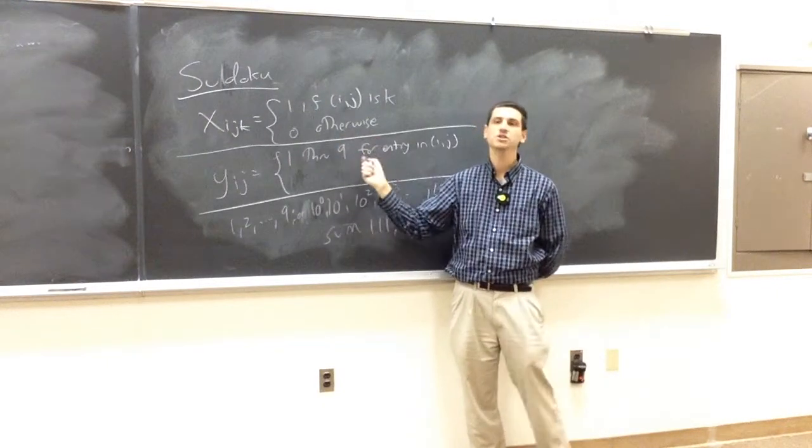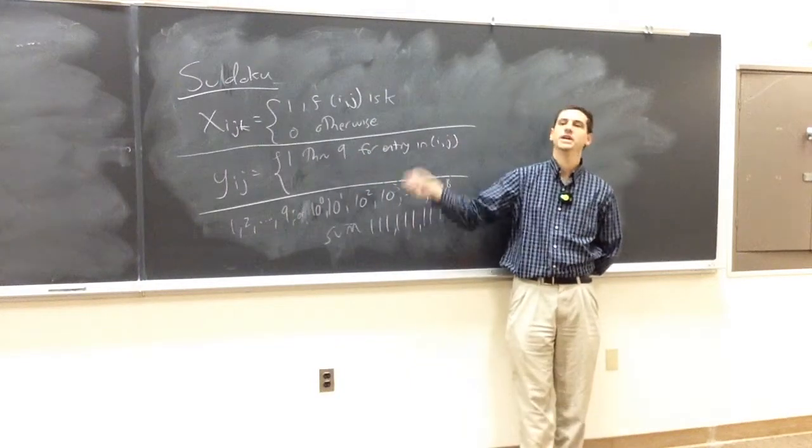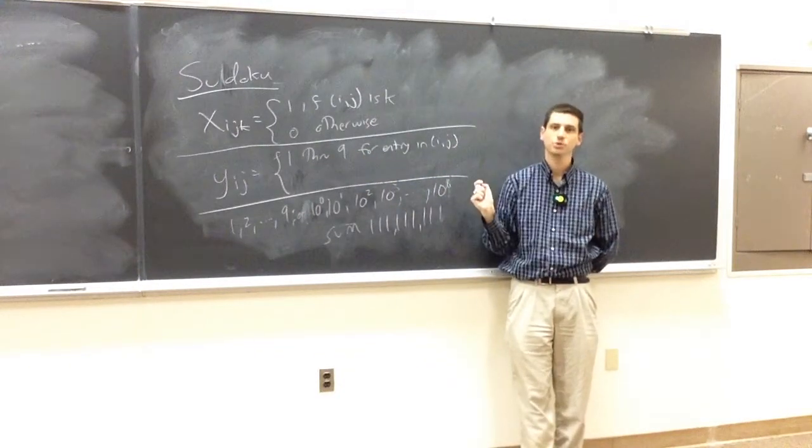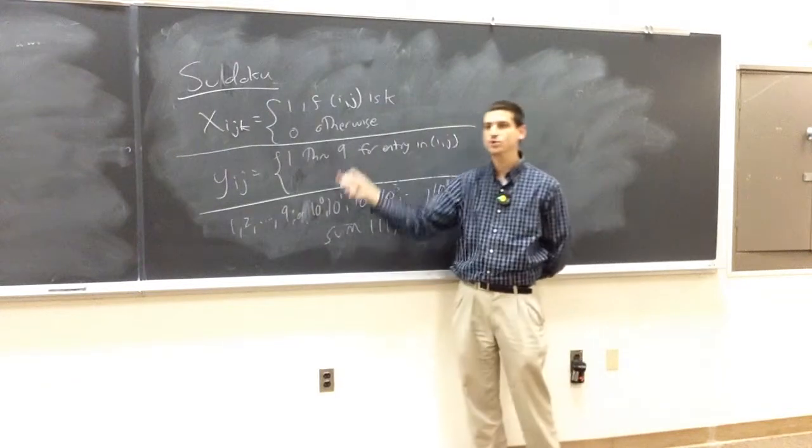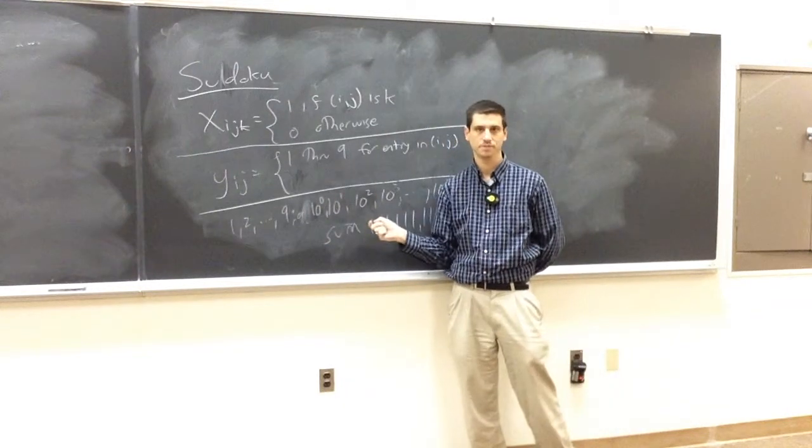the only way that can happen is if I have each number once and only once. I no longer need the constraint that each row has only one 1, each row has only one 2, each row has only one 3. I can replace all those constraints with this super constraint.